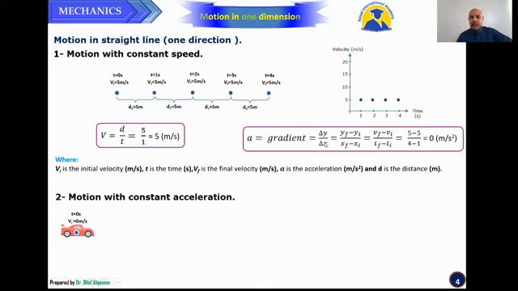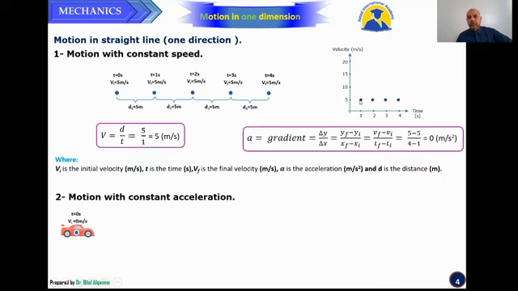To find the acceleration, we need to find the gradient. The gradient is delta y divided by delta x. Delta y means y final minus y initial, divided by x final minus x initial. Y means the y-axis, which is velocity. So it will be v final minus v initial divided by t final minus t initial, because x is the x-axis, which is time.